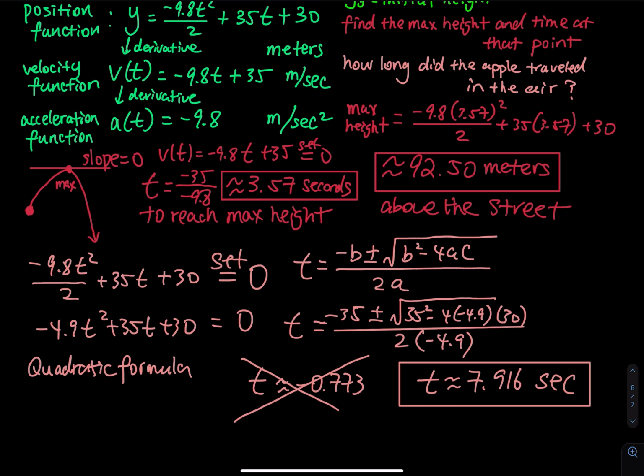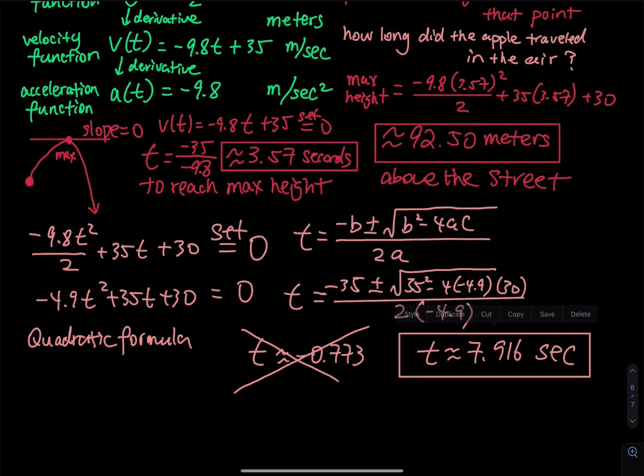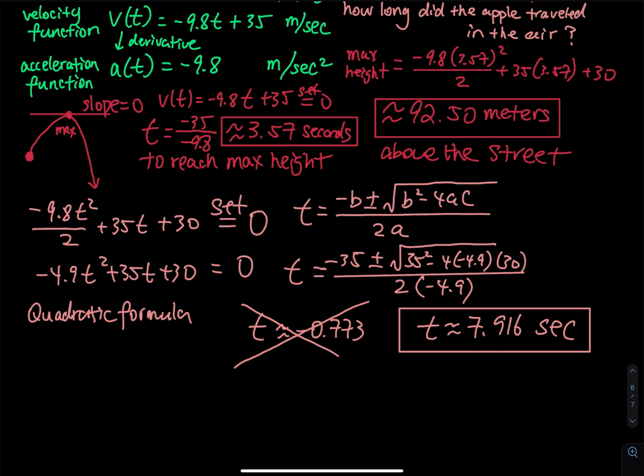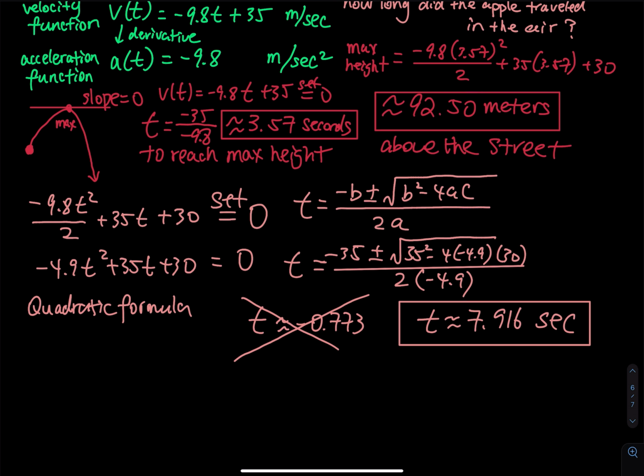All right, so what does that mean? It takes 7.916 seconds to hit the street. Let's do this one more time. You start at 0, and it takes 3.57 seconds to reach the maximum height, and then it will start falling, right? So when the apple hits the street, that is 7.916 seconds. All right, so that is the end of this problem.